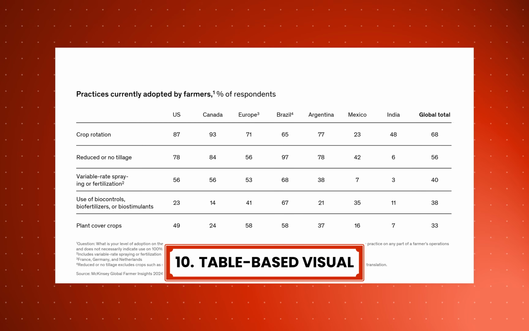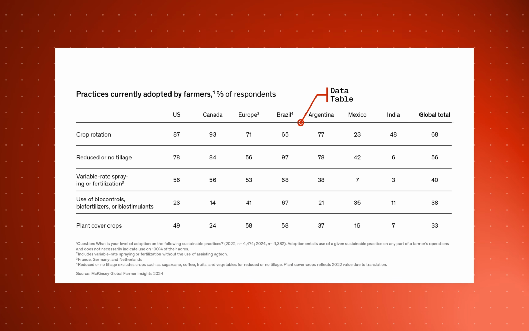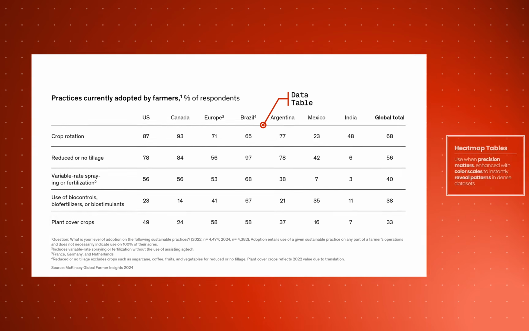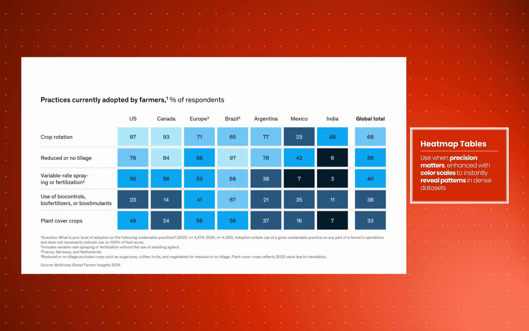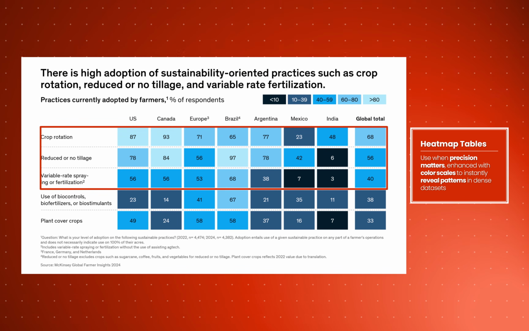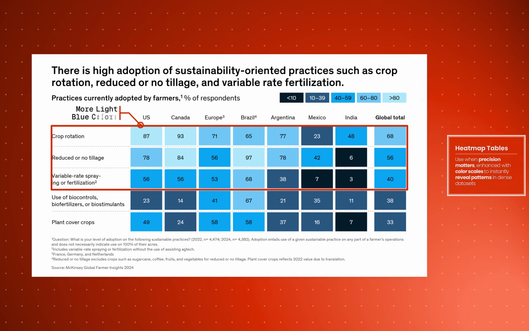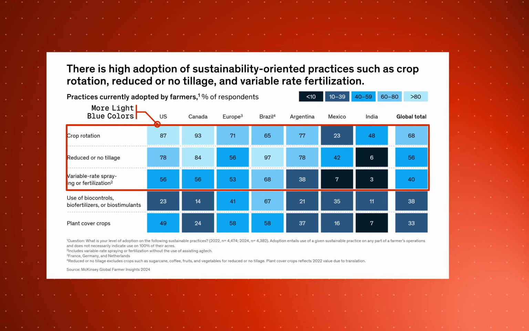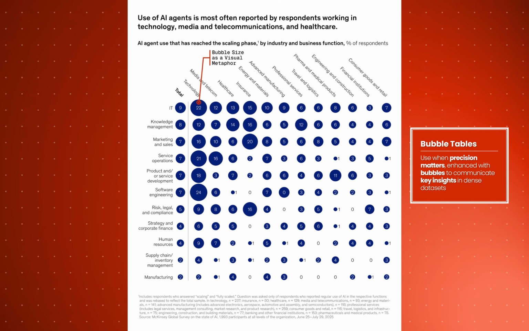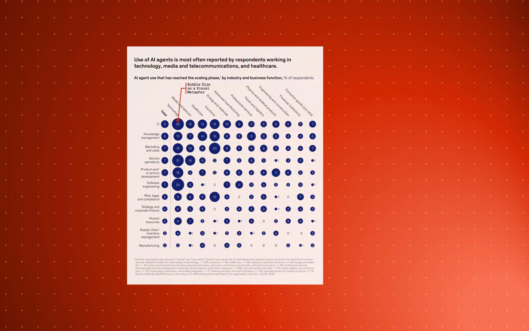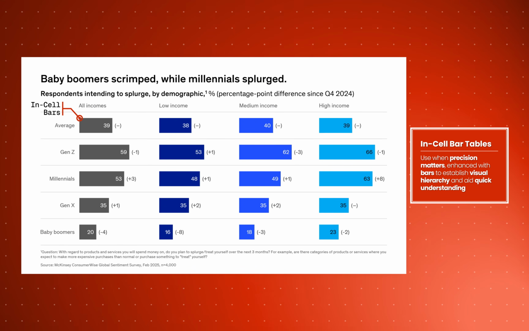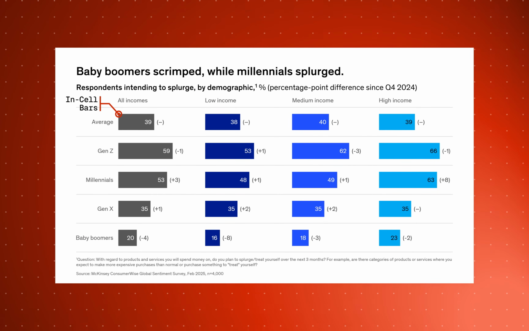Okay, that brings us to the final effective chart type, table-based visuals. These are the easiest to create, but the hardest to make effective. Sometimes you need precision, but that doesn't mean your table has to be boring. Take this McKinsey data table for example. To enhance this visual, we apply a heat map using a color scale to make the patterns jump out. And as you can see, there's high adoption of these three practices by farmers, visually represented by the concentration of lighter blue colors. In certain situations with dense datasets, in addition to position, you can also use subtle visuals like bubbles to communicate the key insight clearly, as shown in this example. Of course, you can also use in-cell bars to establish a clear visual hierarchy and aid quick understanding of your tables.